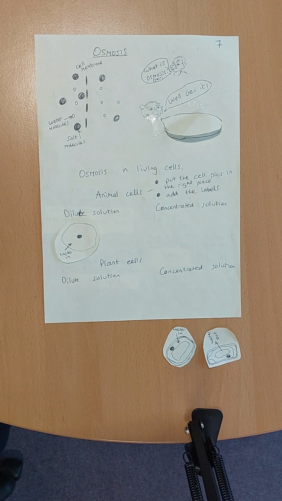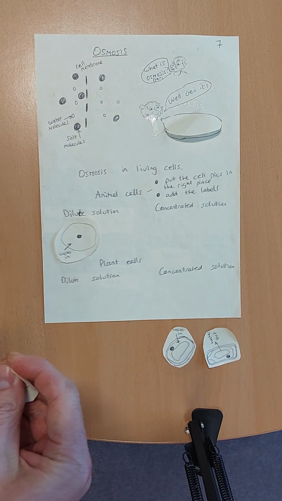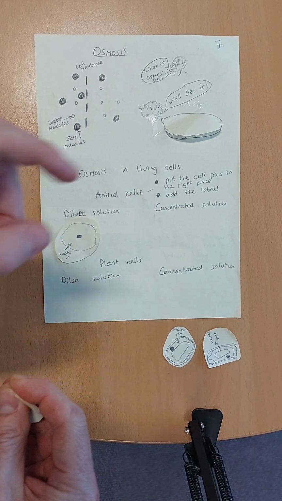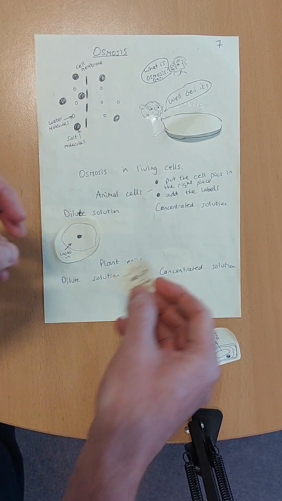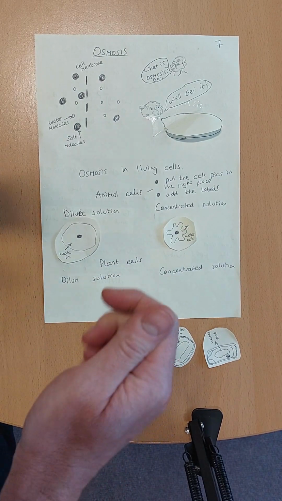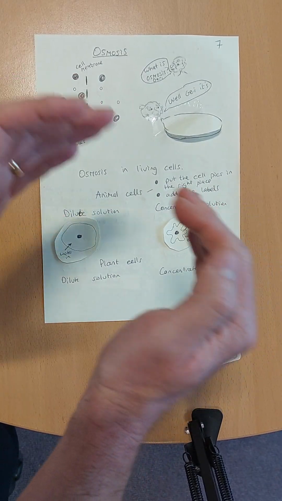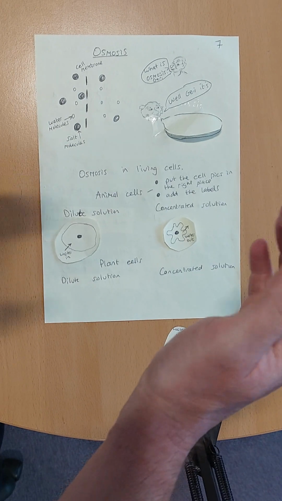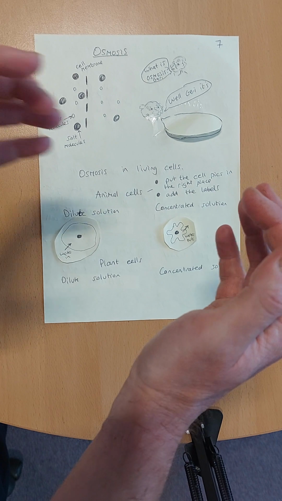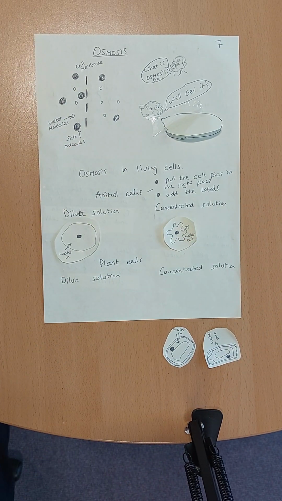Now, if we've got a concentrated solution, so if you like your squash concentrated, that means you have loads of squash and not so much water. So in this situation, we've got a cell floating around in a solution that's got lots and lots of salt in it. Now, the salt will actually basically draw the water out. So the water molecules are going out from the cell membrane, and this time the animal cell will shrivel up.